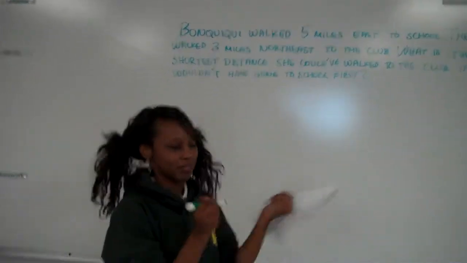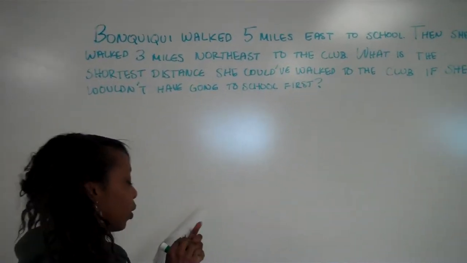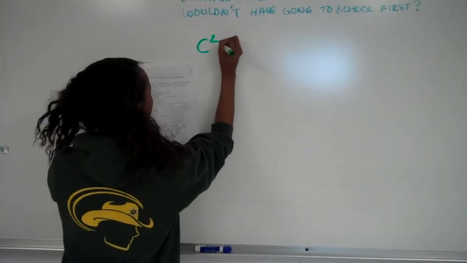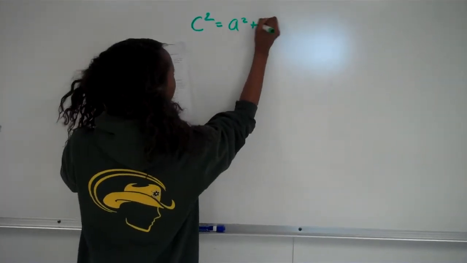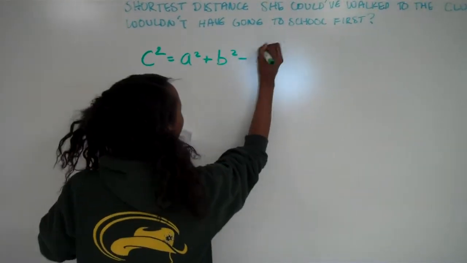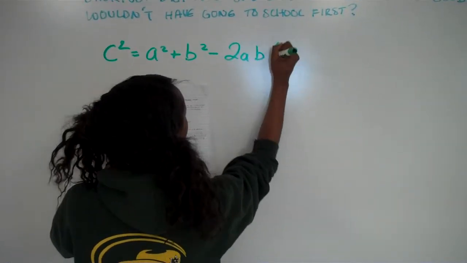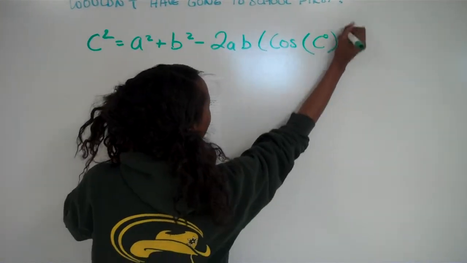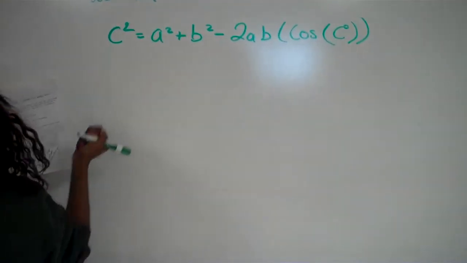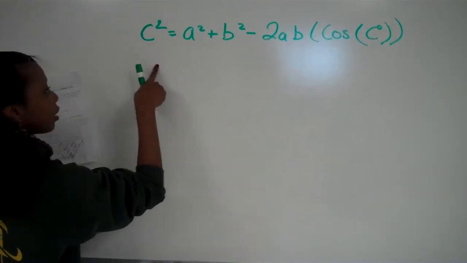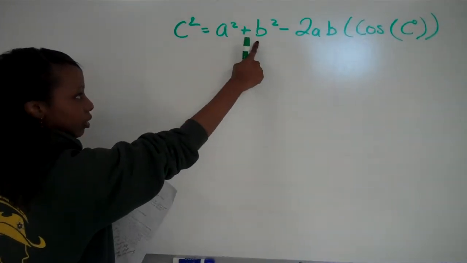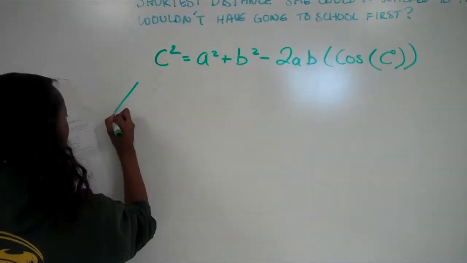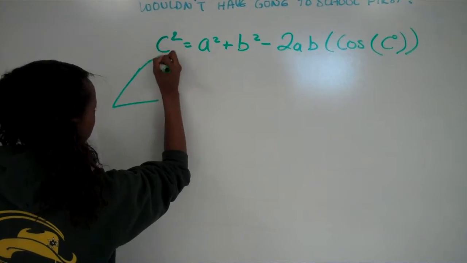Now, first of all, the equation for the law of cosines is c squared equals a squared plus b squared minus 2ab times cosine of angle C. Basically the lowercase letters are the sides, the capital letter is the angle, and the opposite side matches up with the opposite angle.